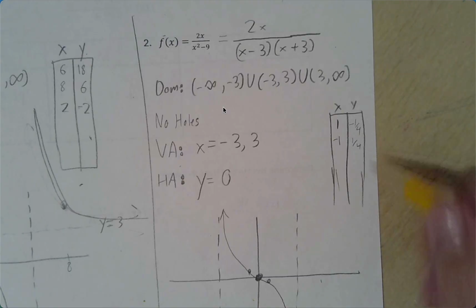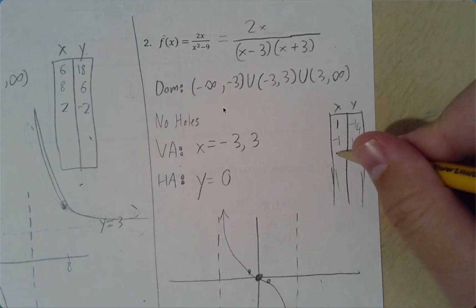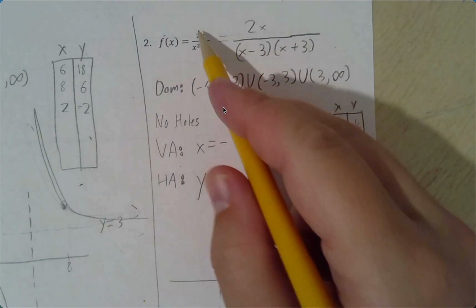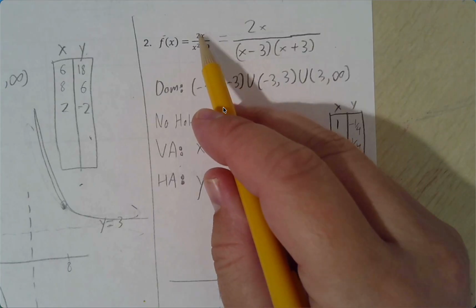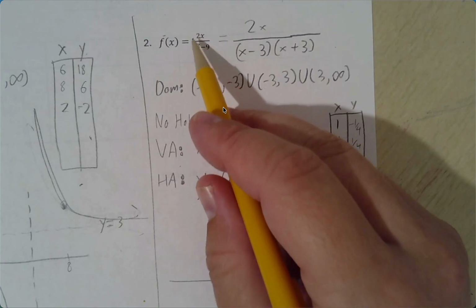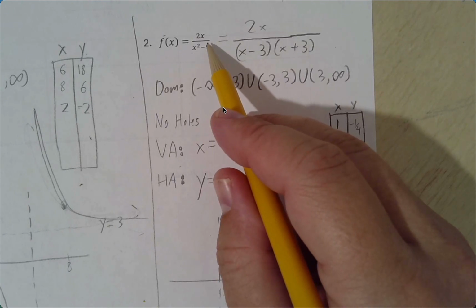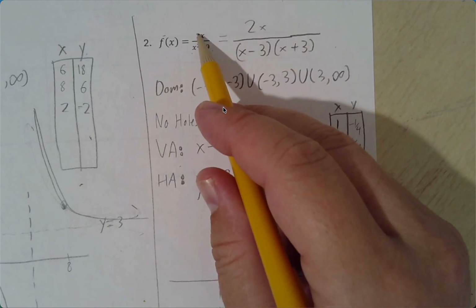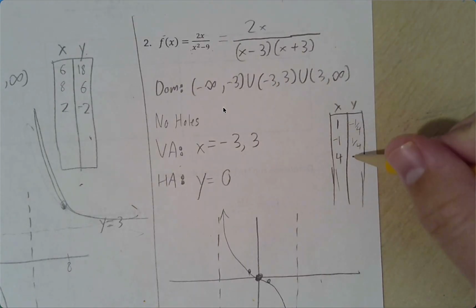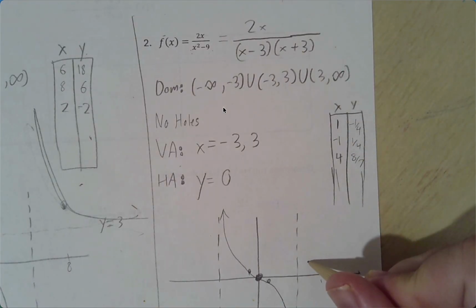Now, from there, what I need to do is check what's going on after my asymptote. What goes on after, I guess we'll go positives first, what goes on after 3? Well, 4. So let's try plugging in 4. Plugging in 4 would be 8 over 16 minus 9, so that would be 8 over 7. I'll write 8 over 7, but that's a little bit more than 1.